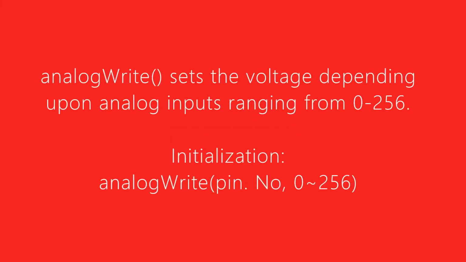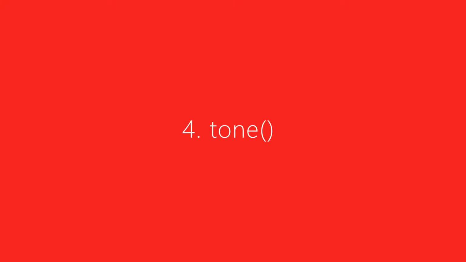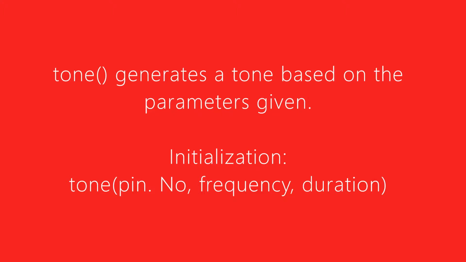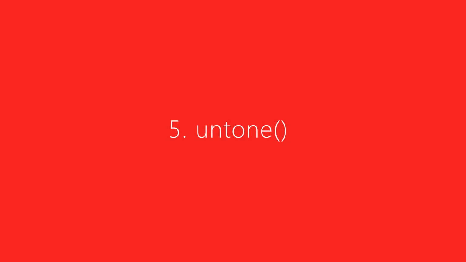3. The analogWrite function. We've seen that the digitalWrite function takes only one of two parameters, either high or low. AnalogWrite sets the pin's voltage from 0 to 255. Any in-between values can also be used. 4. Tone function. Tone takes three parameters: the pin, tone frequency, and the duration. It generates a tone based on the parameters given. 5. noTone. noTone stops the tone.